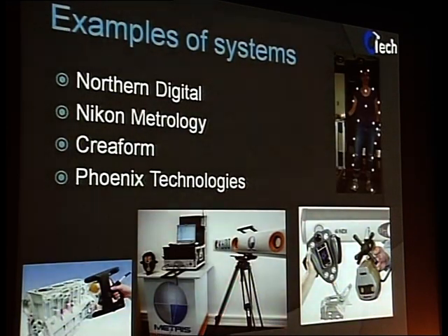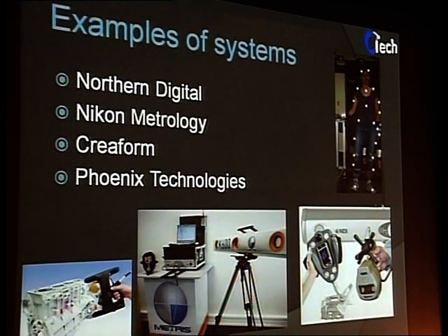Here are some pictures of systems. Typical companies in industrial applications are Northern Digital, Nikon Metrology, Creaform, and Phoenix Technologies. Here you also see an example of such a laser line scanner. It's a black housing with about 40 infrared diodes built into the housing. The neat little device inside is projecting a laser beam on the geometry. The camera captures it, and this is then digitized.